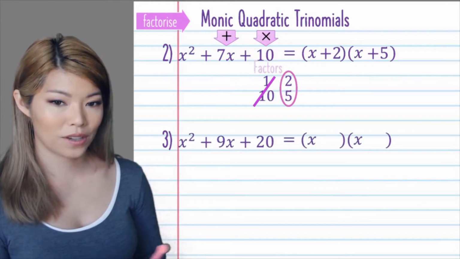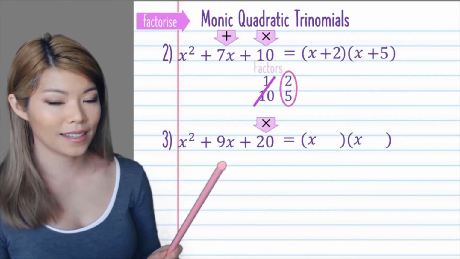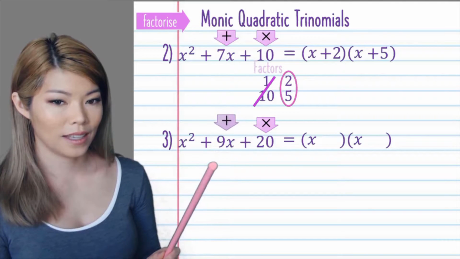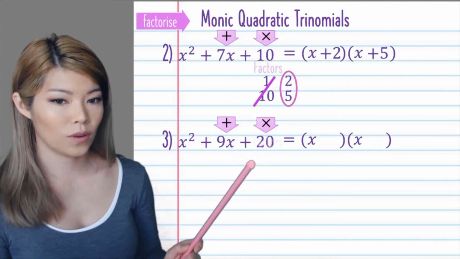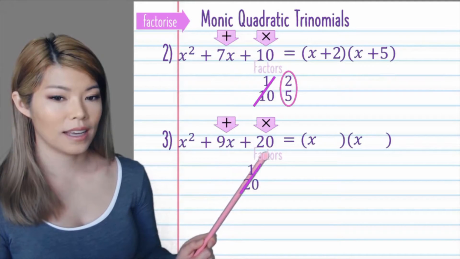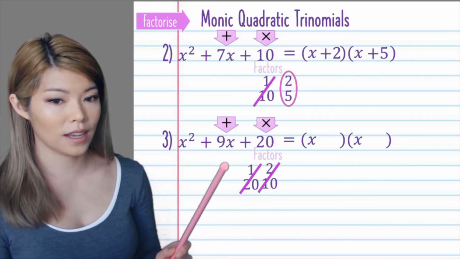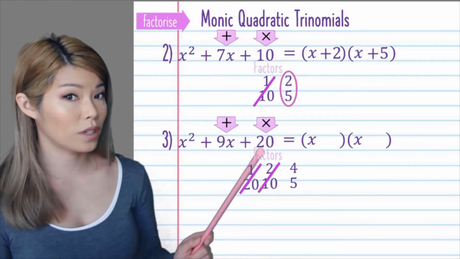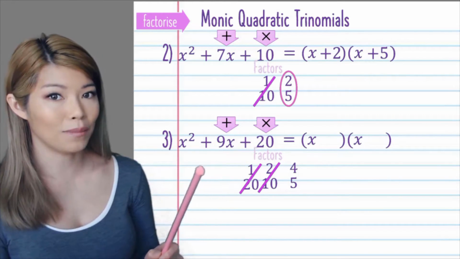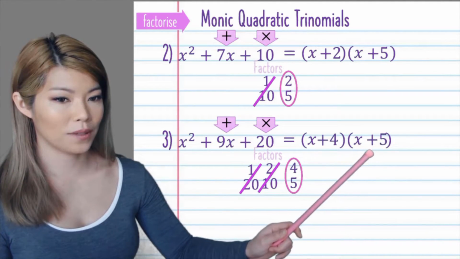Let's try another question. So what numbers multiply to give 20, but add to give 9? So let's think of factors of 20. Well, we have 1 times 20, which is definitely not 9, so let's not do that. We have 2 times 10, that's not going to give us 9 either. And we have 4 times 5. That does add up to be 9. So we're going to have x plus 4 and x plus 5.